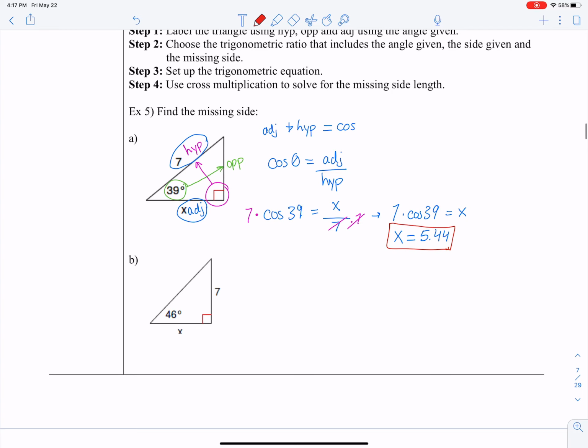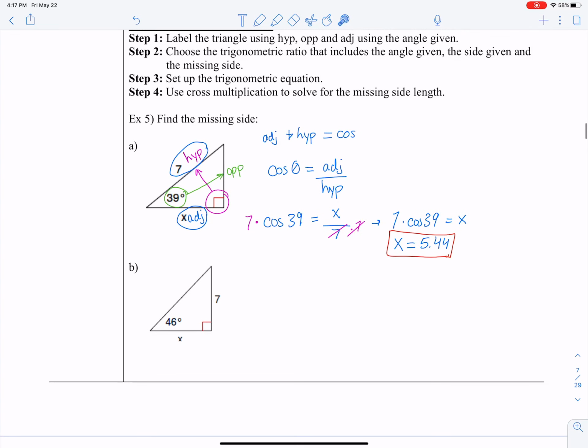So we're going to try the same thing again, okay, to solve for x in this one. Okay, so here we have an angle of 46, a side of 7, and an x. So we're going to start off the same way. As always, we label. This is our hypotenuse.